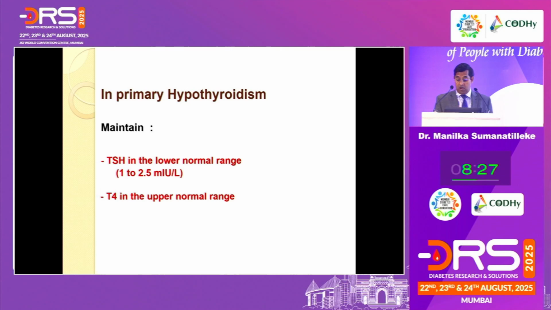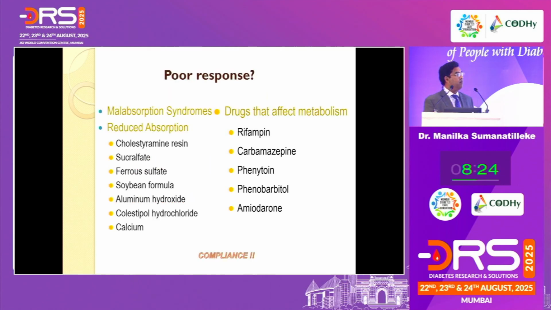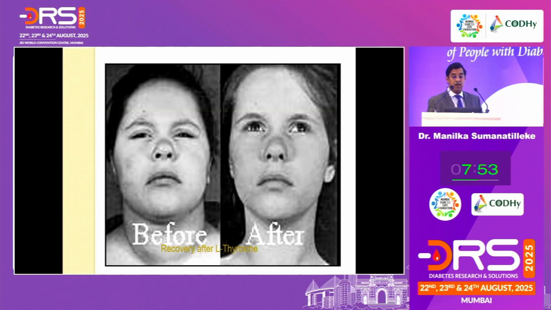We treat with T4, and the vast majority will respond well. If things are not good, you are giving 2 micrograms per kg body weight, and still the patient's TSH is not coming down and the patient is having symptoms, what do you think? It could be reduced absorption, malabsorption syndromes, or medications interfering with the absorption, or drugs affecting the metabolism, metabolizing the levothyroxine, and you are not getting the effect. Again, think about compliance and then take corrective measures.